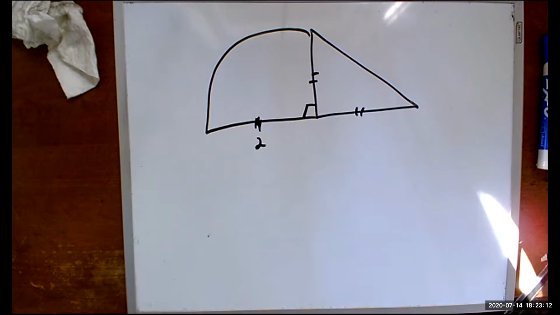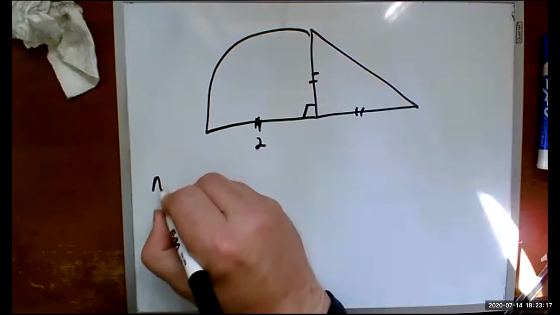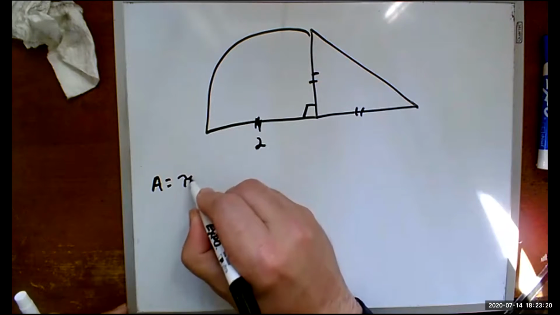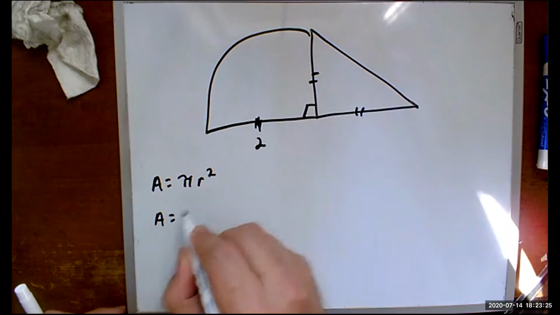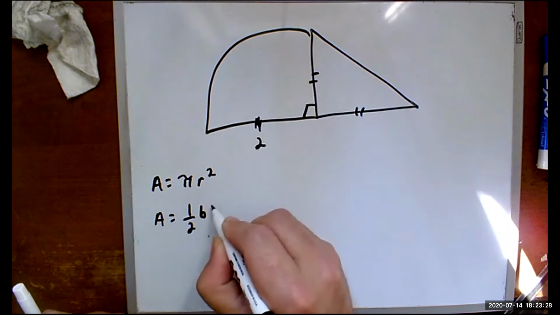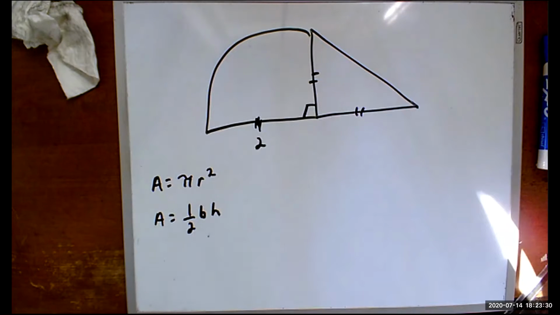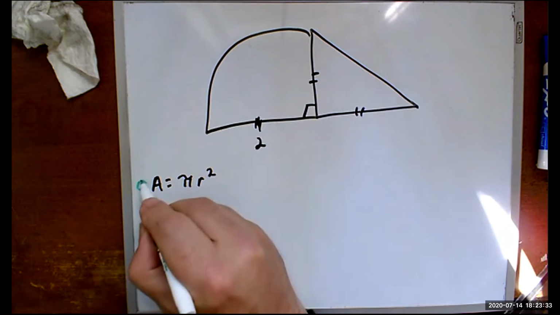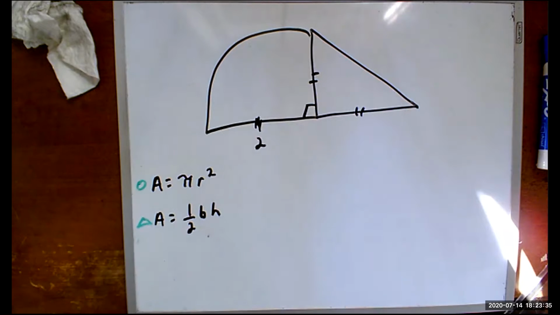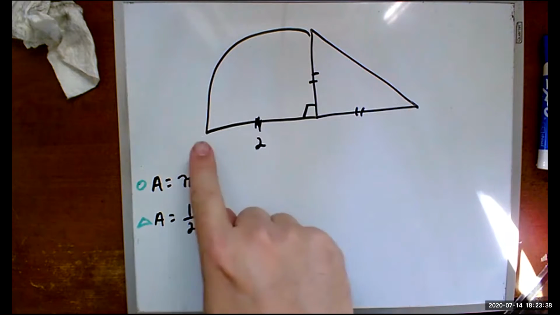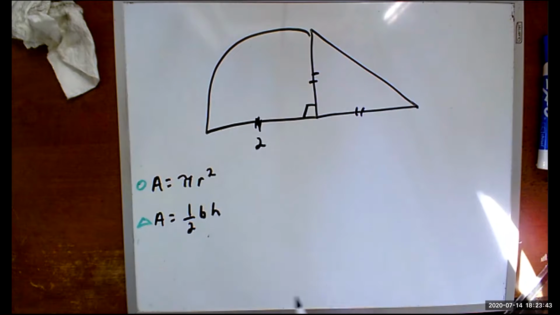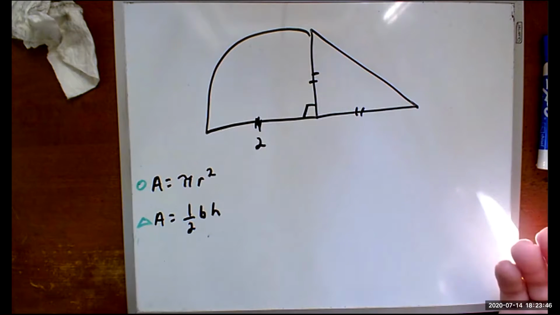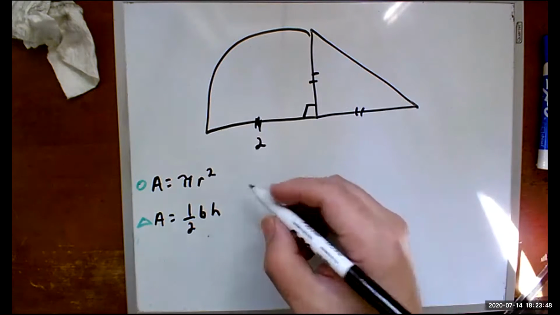This is asking us for area. So we just remind ourselves of a couple of things. The area of a circle is pi r squared. The area of a triangle is 1/2 base times height. That's a circle. That's a triangle. We'll start with the circle part. We have a radius of 2, so that's going to go in there. We only have a quarter of this circle, so we're going to divide the whole thing by 4.